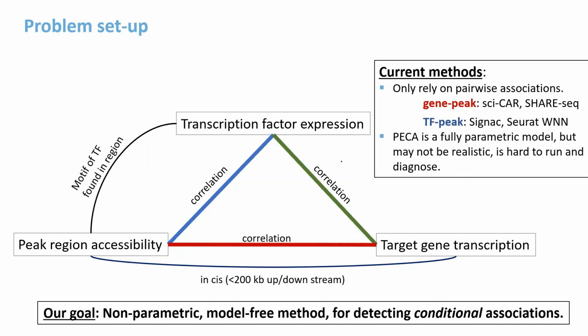So in the end, what we really want to do is to propose a non-parametric, model-free method for detecting conditional association. We really want to test how these conditional associations will return a call set that will complement and corroborate the existing methods that are purely based on marginal associations. Okay, so how do we do this?